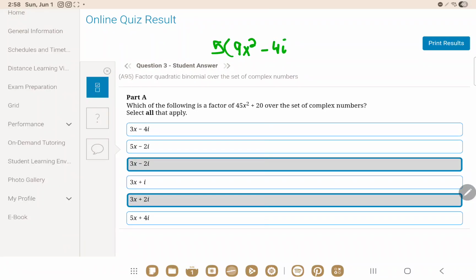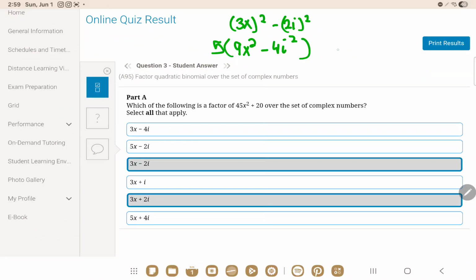Plus 4 is basically negative 4i squared, because i squared is basically negative 1, and negative 1 times negative 4 makes plus 4. So that's basically what we have. So what does this look like? It's basically a squared, which would be 3x all squared, minus 2i all squared. This is what it looks like, which is a squared minus b squared.